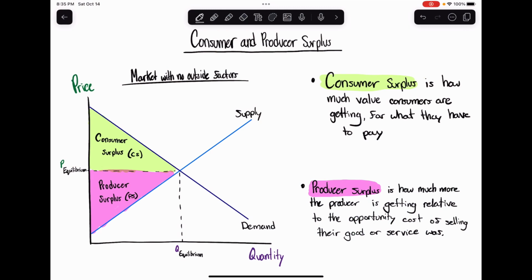Alright, so really quickly, before we get into the findings of this topic, I want to roughly go over what consumer and producer surplus is when the market doesn't have any outside factors affecting it. Looking at the graph, we have two lines, the demand line representing consumers and the supply line representing producers. As the lines cross, they create equilibrium price and quantity. Below the demand line and above the equilibrium price, this is how much value consumers are getting, what they have to pay. So that's our consumer surplus. Now, above the supply line and below the price equilibrium, this is our producer surplus. This is how much more the producers are getting relative to the opportunity cost of selling their good or service.